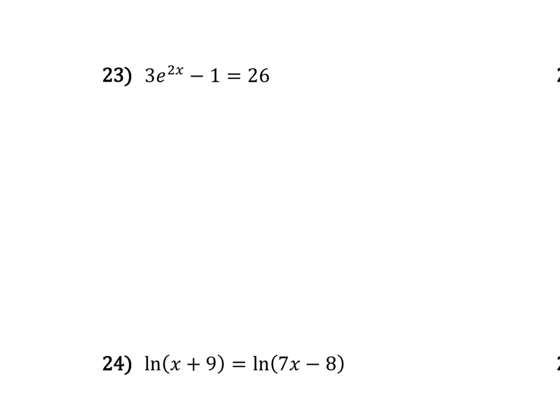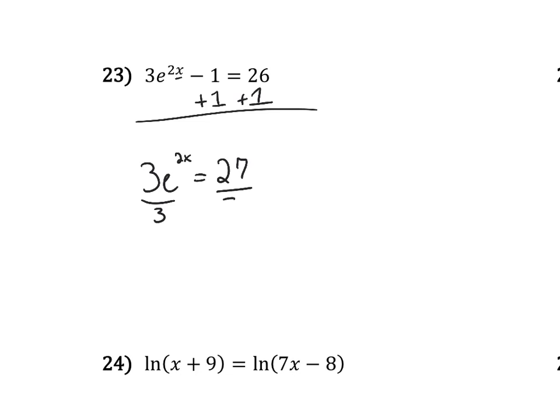23 is probably one of the more difficult kinds of questions that you're going to see on your test. We need to think of this as a regular equation to be able to solve this. So I see my x here. I want to move everything away from it. The first step is just to take the 1 and add 1 to both sides. We're going to get 3e^(2x) equals 27. Next step to get the e term by itself would be to divide by 3. We'll get e^(2x) equals 9.